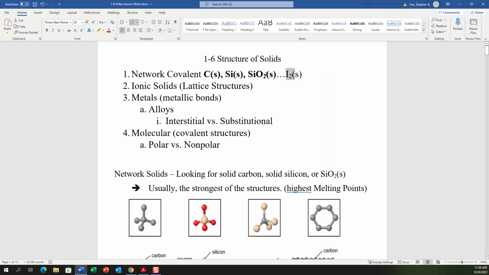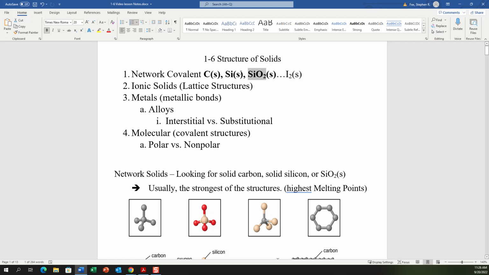So what you need to recognize as network covalent structures are solid carbon, so graphite, diamond, solid silicon, notice they're in the same group, and then something called silicon dioxide. All right, that's a network covalent. And as soon as you recognize one of those, most likely that's going to be the strongest structure that you're going to see. Network covalents tend to be the strongest of the structures.